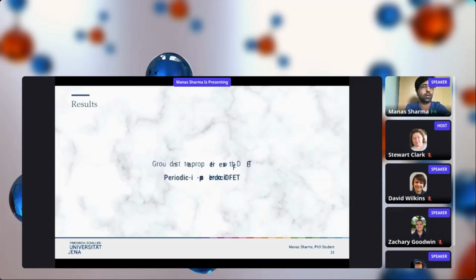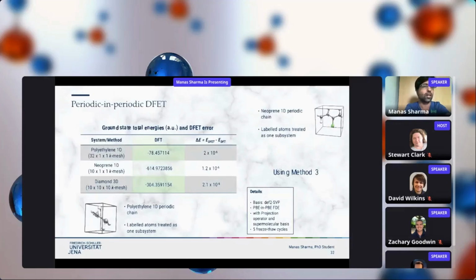We have also implemented periodic density functional embedding theory using method 3. So here we are able to reproduce the exact total ground state DFT energies. As you can see over here, the errors associated with DFT are of the order of microhartree. The systems considered here are, for example, a polyethylene 1D periodic chain, a neoprene 1D periodic chain, or a 3D diamond crystal. And the implementation also supports multiple K points. What we did was consider the labeled atoms, for example, these 3 over here, or these 4 over here, as our one subsystem and the remaining as the other subsystem, and employ the projection operator based embedding.